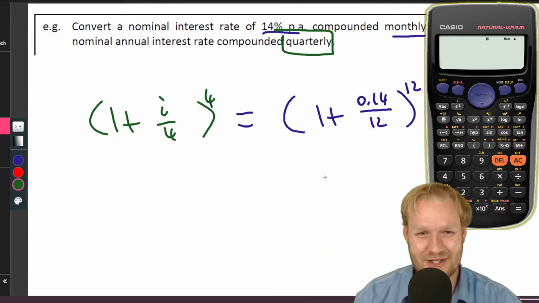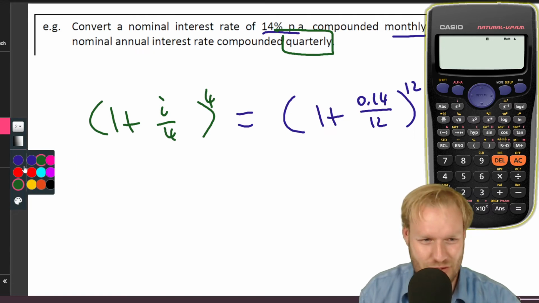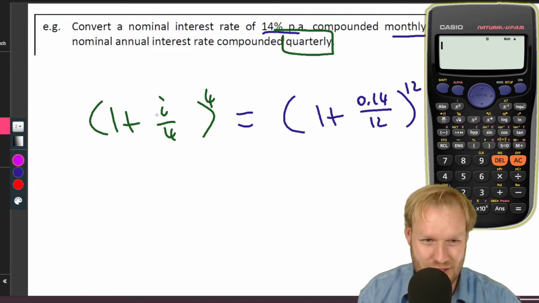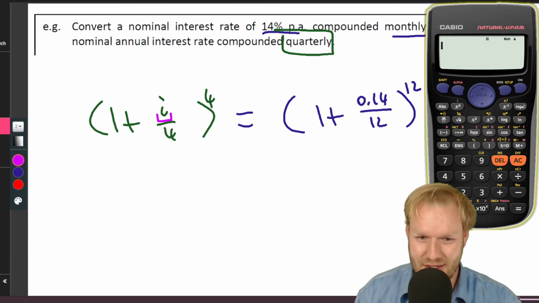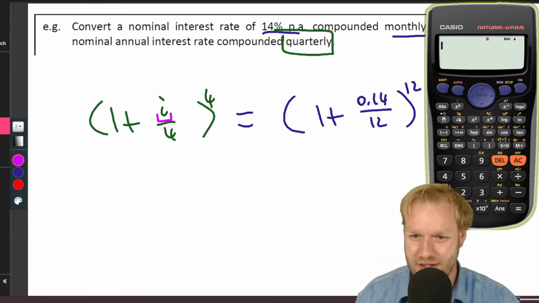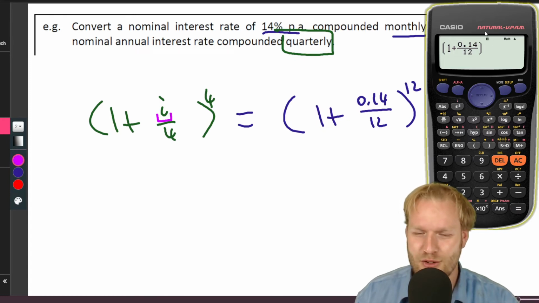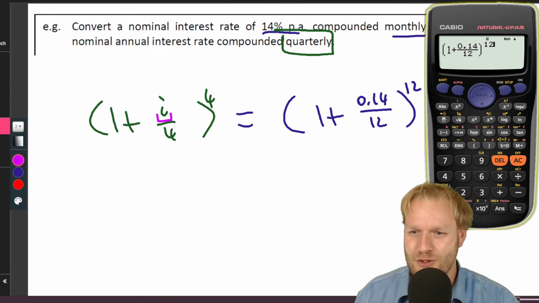Okay, so to solve this one, we're trying to get into this i over here. To make our way there, let's pop the right-hand side into our calculators. We've got 1 plus 0.14 over 12, to the power of 12. Okay, so that's that thing on the right-hand side.